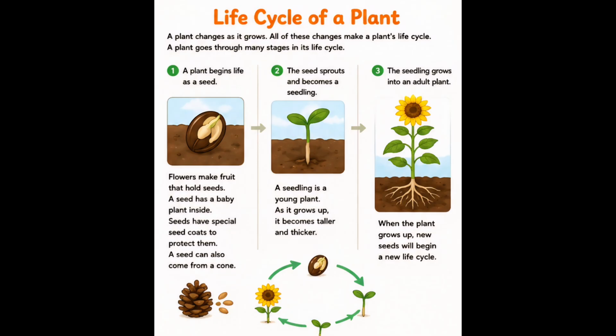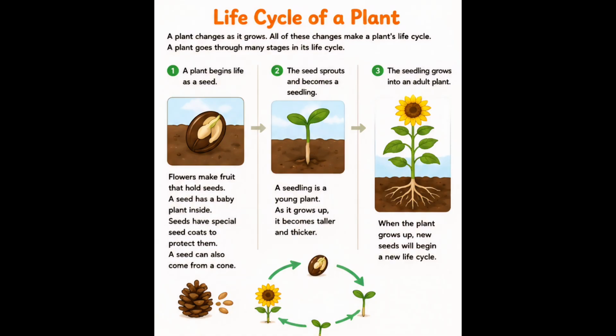Life cycle of a plant. A plant changes as it grows. All of these changes make a plant's life cycle. A plant goes through many stages in its life cycle. A plant begins life as a seed. Flowers make fruit that holds seeds.